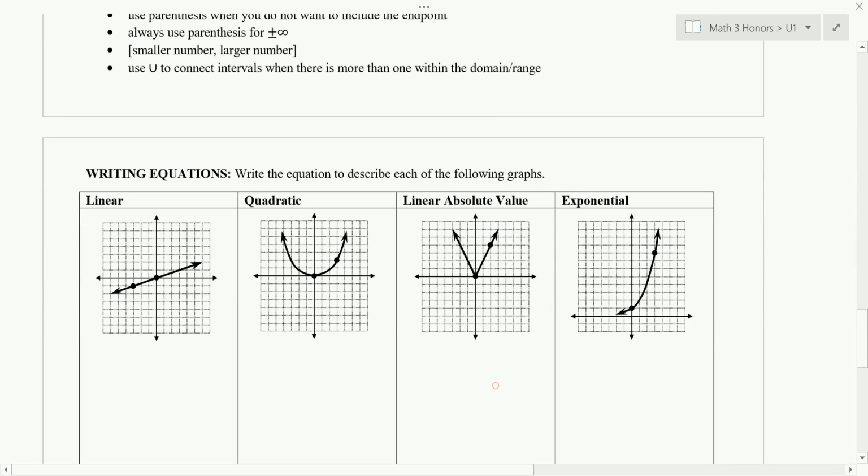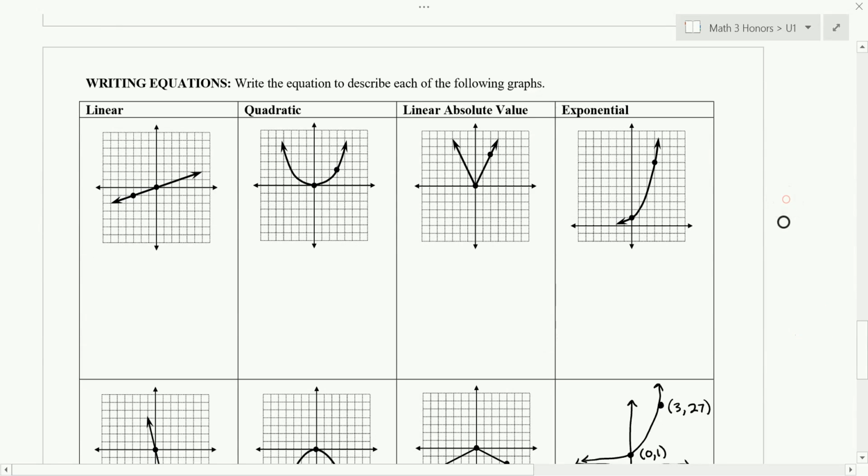Okay. So for linear, all linear parent graphs are in this form: y equals mx. And we just need to find out what the slope is. And we're done. If it's a parent graph, okay? If it's not a parent graph, it's going to be a variation of that form. All quadratics are in the form y equals ax squared. So all we have to figure out is what is a. All absolute value functions are in the form y equals a times the absolute value of x, where a is, again, a slope of the right-hand side. And all exponential functions, the ones that we're going to be working with in the parent graphs, are in the form a to the power of x. We just have to figure out what the base is. Okay.